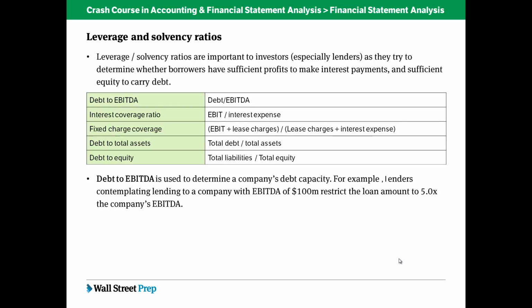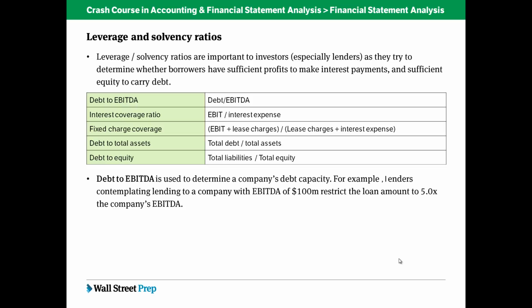Next, we turn to leverage and solvency ratios. Leverage and solvency ratios are important to investors, especially lenders, as they try to determine whether borrowers have sufficient profits to make interest payments and sufficient equity to carry debt. So the most common 5 leverage ratios, or solvency ratios, are debt to EBITDA, interest coverage ratio, fixed charge coverage, debt to total assets, and debt to equity.